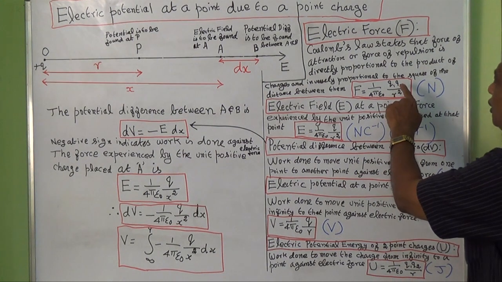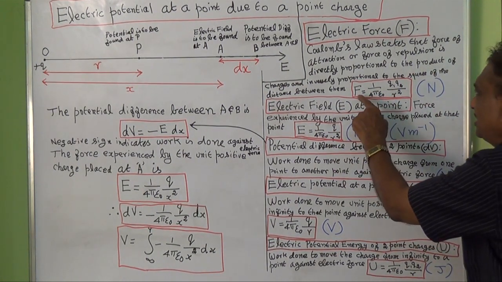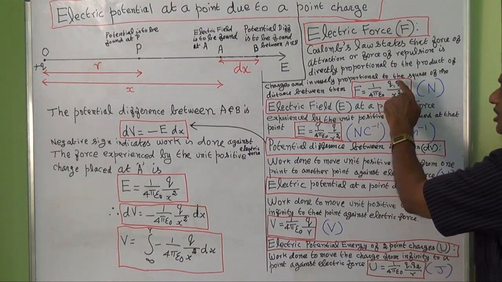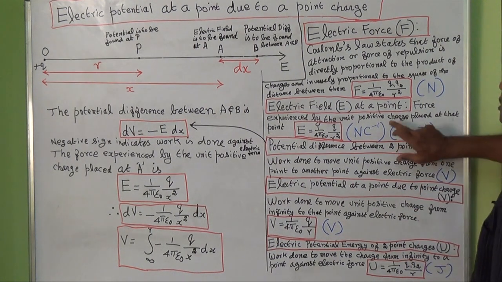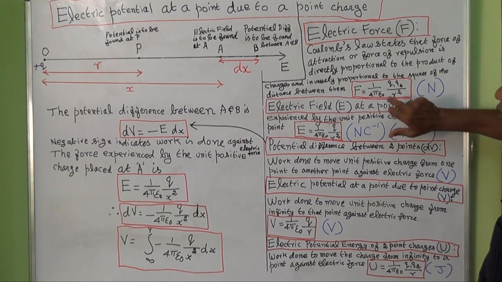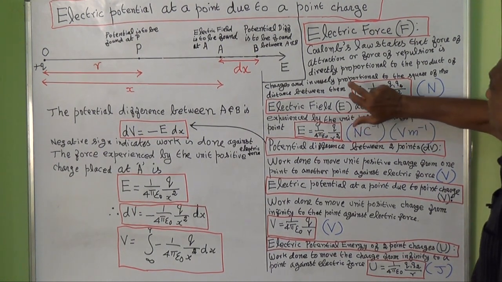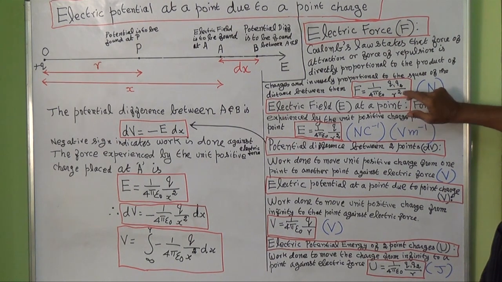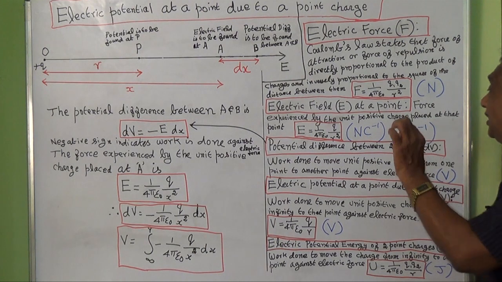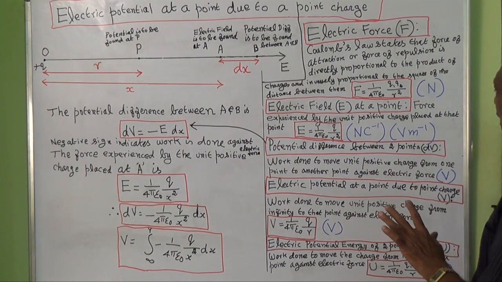Q1 and Q2 is the product of the charges. That is, this electric force is directly proportional to the product of the charges. This R square is the square of the distance. So the electric force is inversely proportional to the square of the distance, because R square has been written in the denominator. The unit of the electric force is Newton.